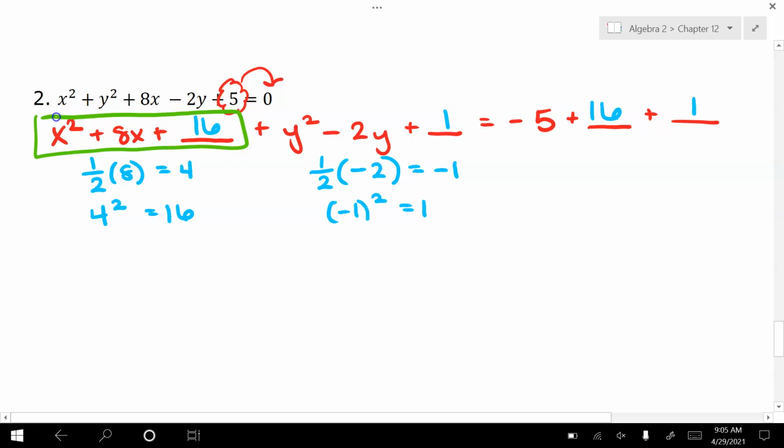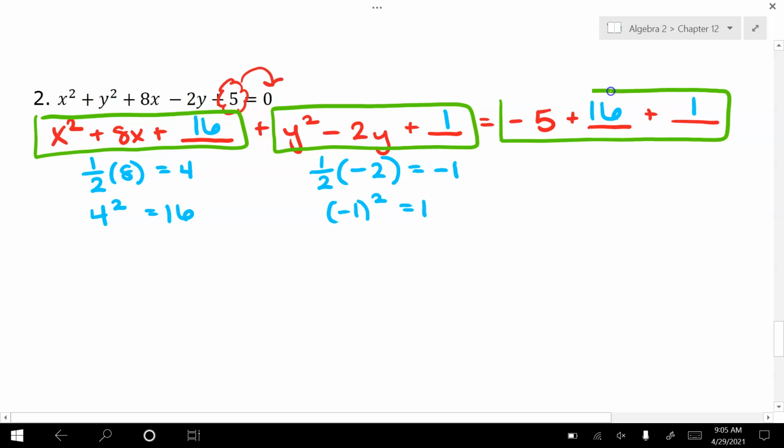Okay, so I'm going to rewrite my pieces again. So I'm just going to box those up so you guys can see what exactly I'm rewriting these for. So this first one is x, and since 4 is what I got when I did my half of b, it's going to be x plus 4 squared.